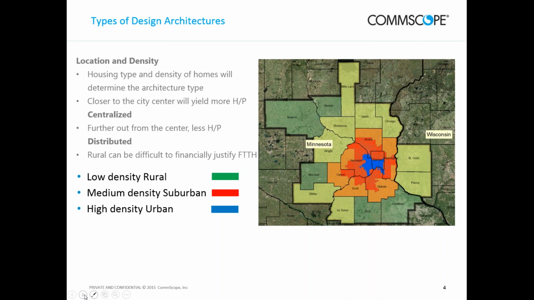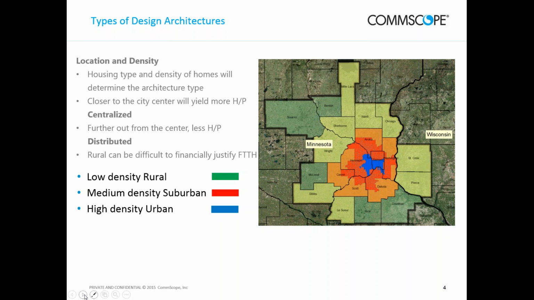So closer to the city center is going to yield more homes passed. That kind of drives itself towards a centralized type of architecture. Distributed is further out from the center of the city, with fewer homes passed. You can see I've used my home state of Minnesota as an example, since I'm mostly familiar with the city and its surrounding areas, and I've highlighted those as going from the outside in as low density. Anything in green would probably be served best by a distributed type of architecture.